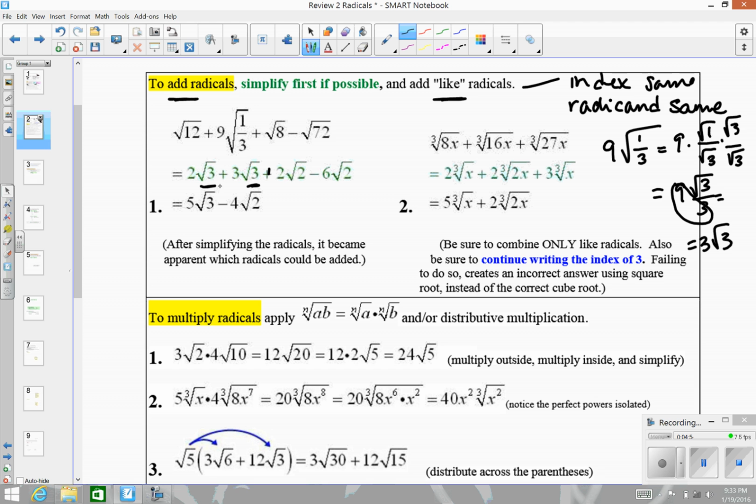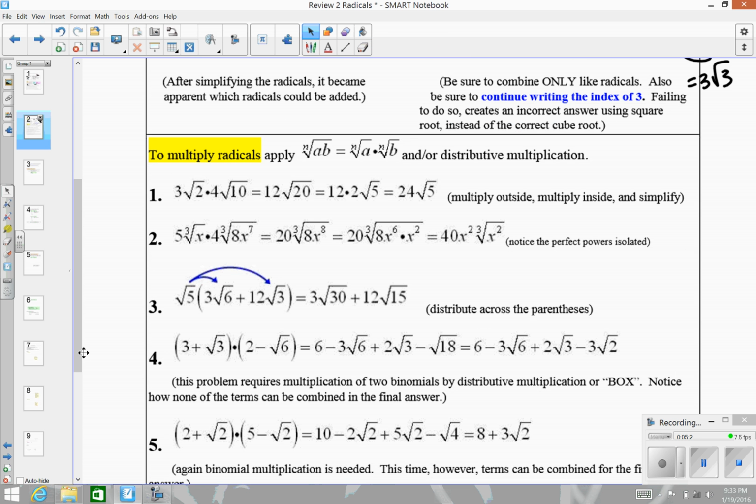2 of these plus 3 of these gives us 5 of these radical 3's. And then I look at the next terms. I have radical 2 here and a radical 2 here. Those are like terms. So I can take my two radical 2's and subtract 6 of them, giving us this negative 4 radical 2. So that's how we can add and subtract. We've got to make sure we have like radicals.